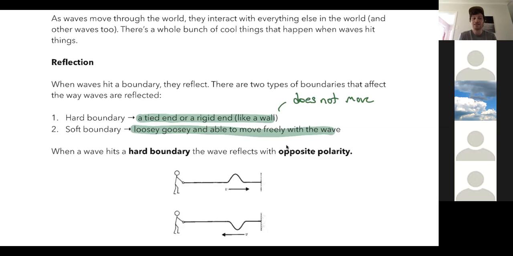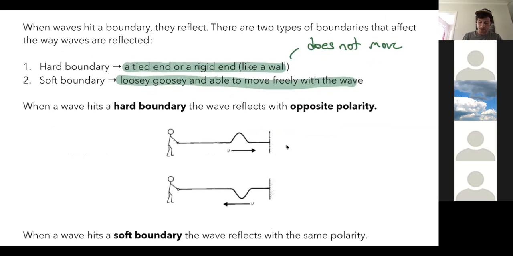So when it hits a hard boundary, it reflects with the opposite polarity, okay? It's upside down, okay? This is the upside down. 10 points to Gryffindor if you get that reference.